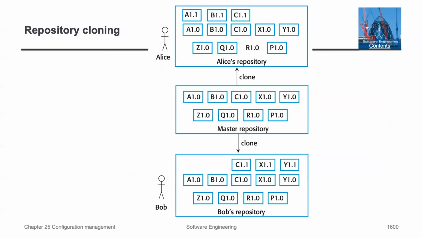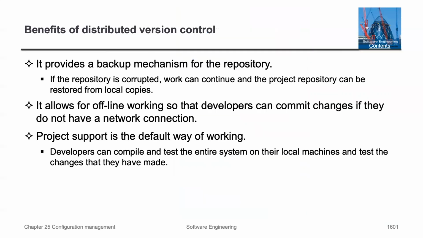Here is what it would look like for repository cloning. You see how Alice and Bob each get a clone of the master repository as they're working on things. One of the benefits of distributed version control is that it provides a backup mechanism for the repository. It allows for offline working, so developers can commit changes if they do not have a network connection. And project support is the default way of working.